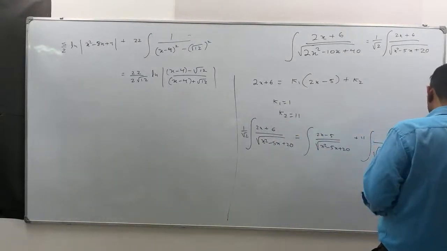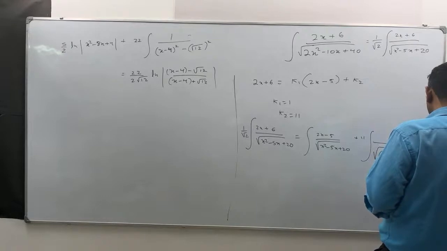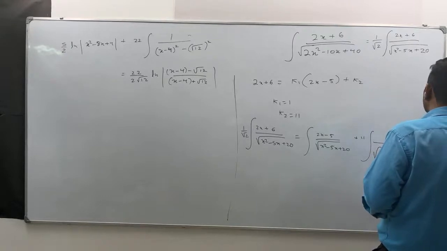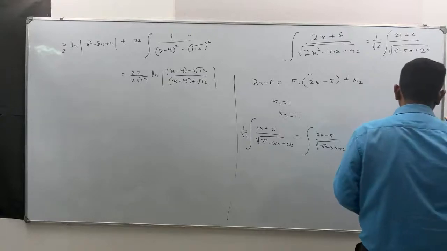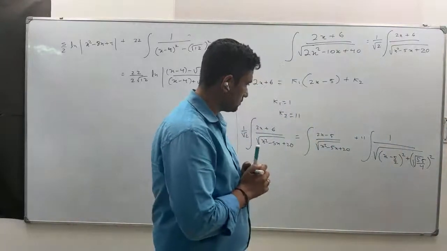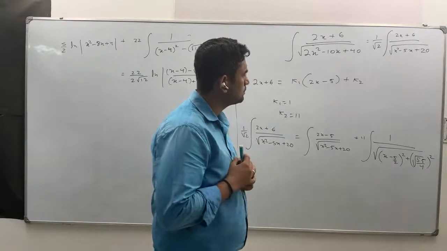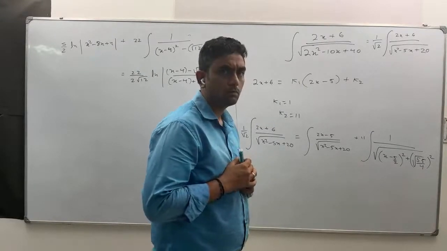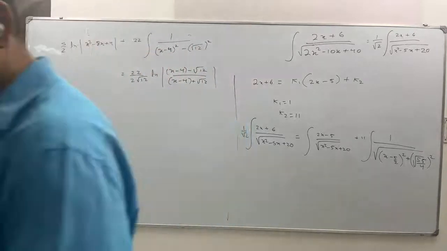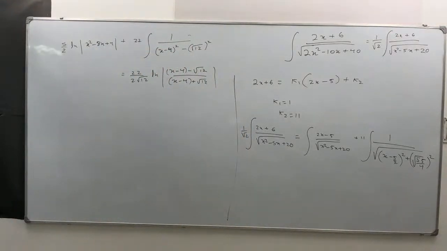You tell me. What will the log answer be? Of 2x square minus 10x plus 40, plus 11 by 2 root 45 log of 2x minus 5 minus root 45 by 2x minus 5 plus root 45. Okay, what have you done? 2x whole square will be 4x square, not 2 of x square.